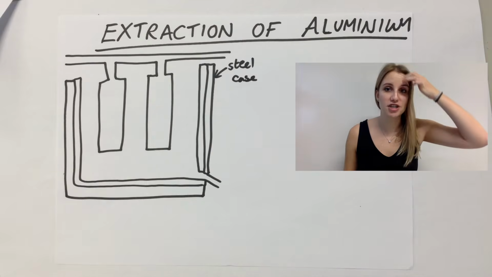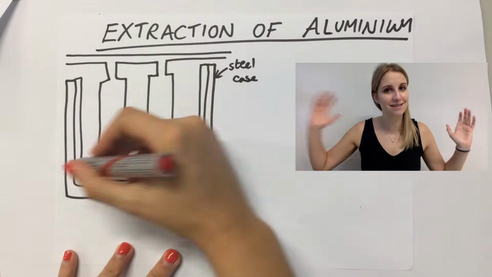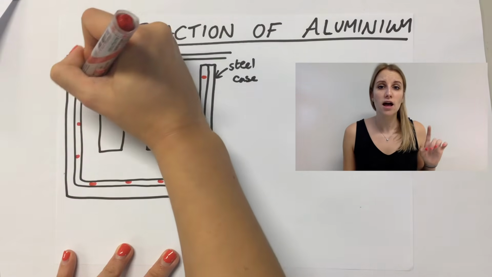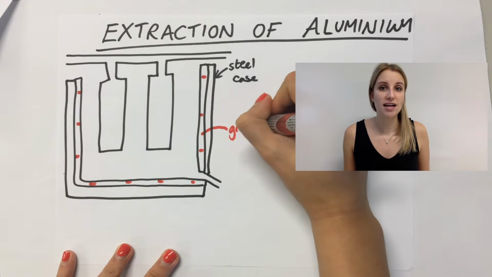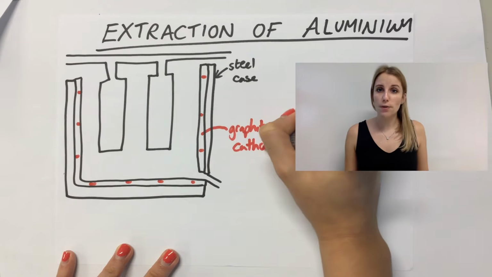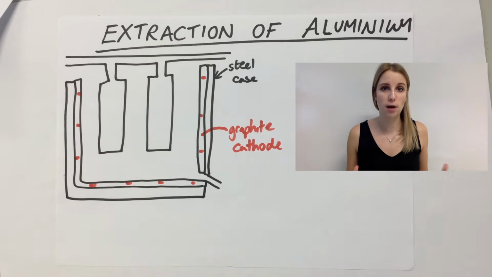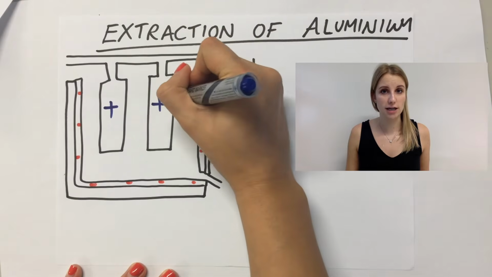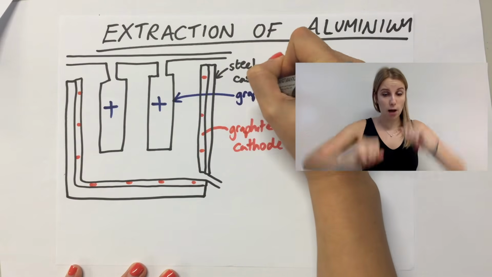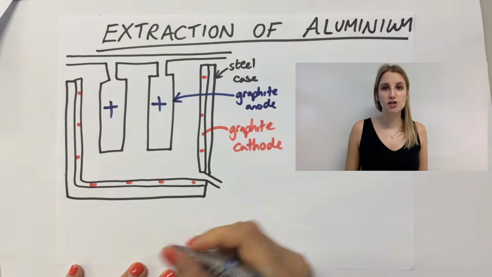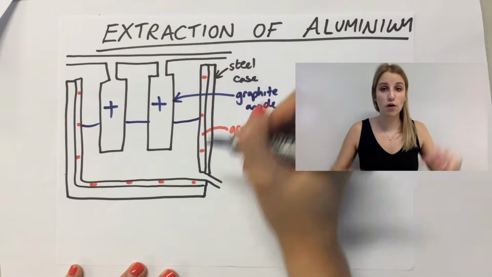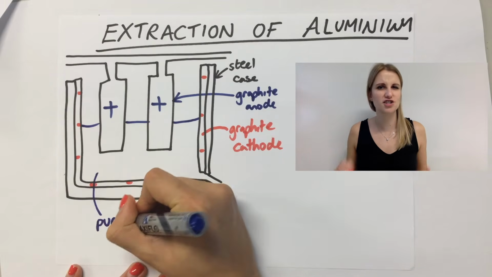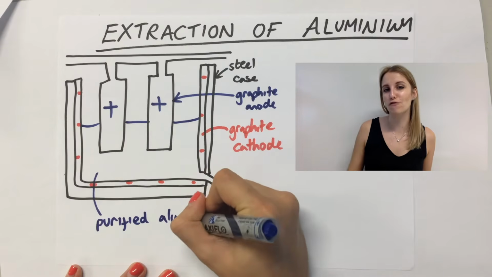Let's label the key features. So what you've got here is a big steel case that everything is enclosed within because it gets to really high temperatures. The lining inside of that is made of graphite and makes up your cathode, so the negatively charged part of your electrolytic cell. So that is your negative cathode around the outside. The anodes are these bits that come in at the top, and that's the positively charged part of your electrolysis. So you've got the positive in at the top and the negative around the outside. So they're still the same things there, they're just in slightly different places than they were before.